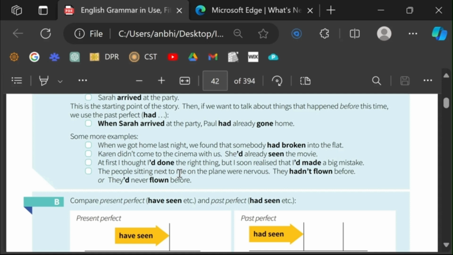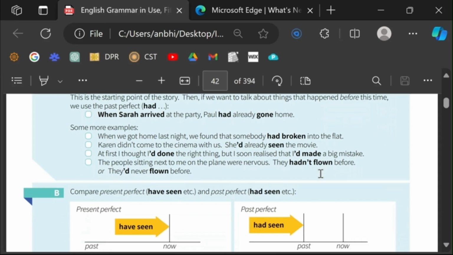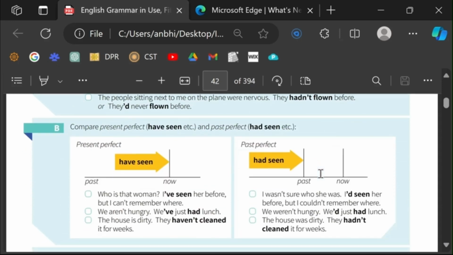The people sitting next to me on the plane were nervous. Past simple. In the plane, they were nervous. They hadn't flown before. They had not flown before. This means before they were nervous, before the situation is happening, in the past, they had never flown. They had never flown, or they hadn't flown before. Not difficult, no? It's something that happened before the past.